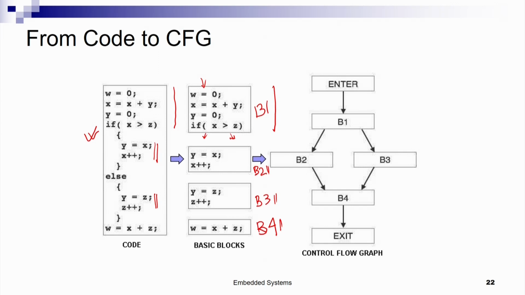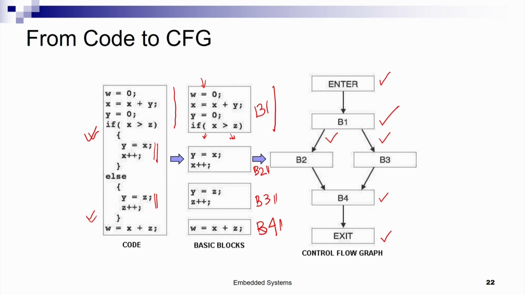Now, what is the structure of this control flow graph? We enter the control flow graph. We first go into basic block 1. After executing basic block 1, we either go into basic block 2 or basic block 3, and then we have basic block 4. After the execution of basic block 4, we exit. So, this is the control flow graph representation of the high level program that we have here.